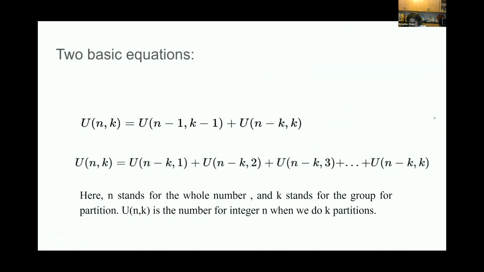These are the 2 basic equations. This is what we're trying to find, u and k, and that can be altered into this equation, u(n-1, k-1) plus u(n-k, k). So here n stands for the whole number, and k stands for the group for partition. U and k is a number for integer n when we do k partitions.